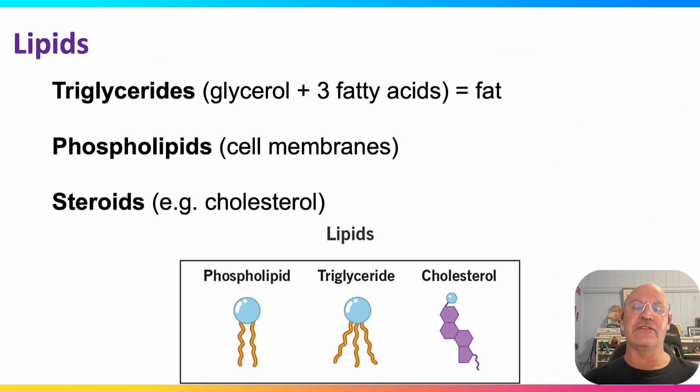Now we have lipids. There's 3 different types of lipids. Triglycerides, they have glycerol plus 3 fatty acids. So this is the triglyceride here. And this is the classic version of a lipid that we would consider as fat. Then we've got phospholipids, which of course form the cell membrane, the phospholipid bilayer. And so they've got the phosphate head and the 2 lipid tails. And then we've got steroids, an example of that is cholesterol, which is also part of the phospholipid bilayer.